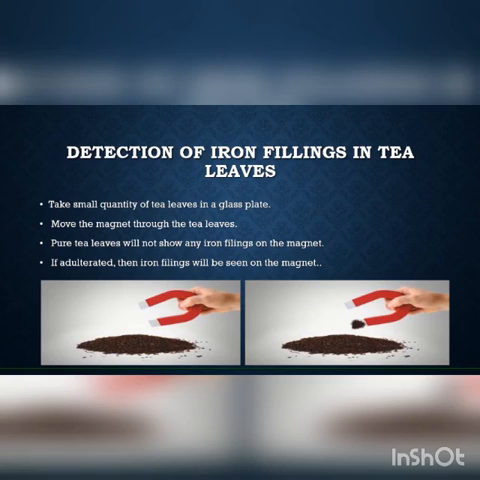Now, how can you detect iron filings in tea leaves? Take a small quantity of tea leaves in a glass plate. Move a magnet through the tea leaves. Pure tea leaves will not show any iron filings on the magnet. If it is adulterated, thanks to the magnetic power, your magnet will have iron filings.